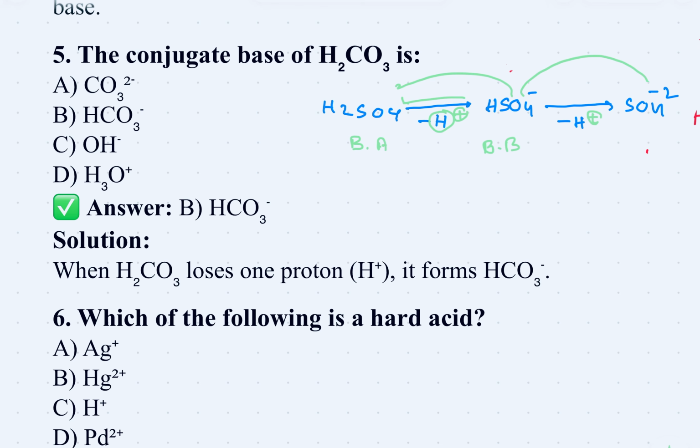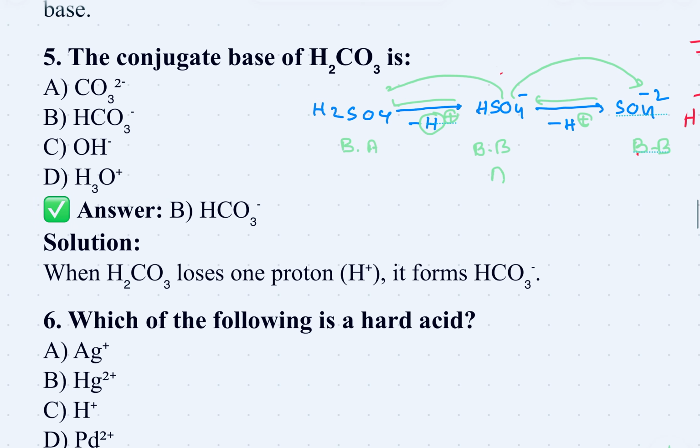Now, again, you can see the relation between these two. Here, it can donate H plus, but reversibly it accepts and converts back to this. Therefore, this is a Bronsted base, and this is a Bronsted acid. Now, HSO4 minus acts as both. When compared to H2SO4, HSO4 minus, this is the Bronsted acid and this is the Bronsted base.